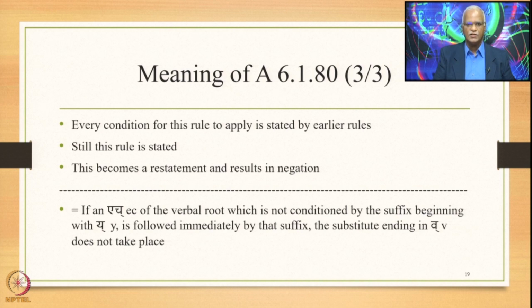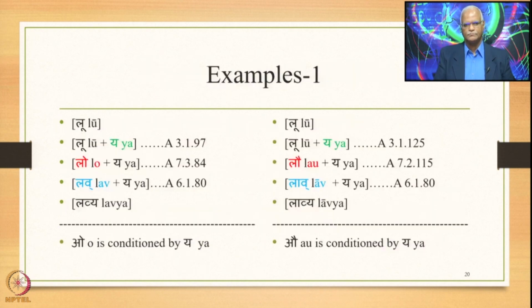I repeat, the negation which is resulted by the restatement in 6180 is the following. If an h of the verbal root which is not conditioned by the suffix beginning with ya and is followed immediately by that suffix, the substitute ending in va does not take place. Here are the examples. First of all, let us look at the examples where the substitute av and av has taken place, and this o and au that is conditioned by the following suffix ya.